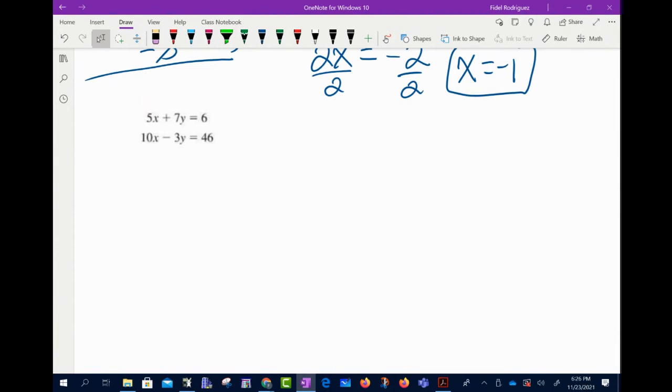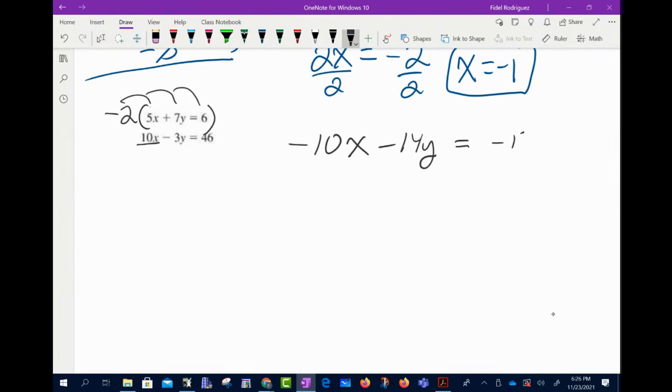And the reason I would say that is I know that this number here is a 10. So I really want the number in front of the x in the top equation, I really want this number here to be a negative 10. And the way I can do that is by multiplying it by negative 2. So look, if we do that, remember, we're going to do negative 2 all the way across. That's going to be a negative 10x, a minus 14y equals a negative 12. And then the bottom equation is going to stay 10x minus 3y equals 46.